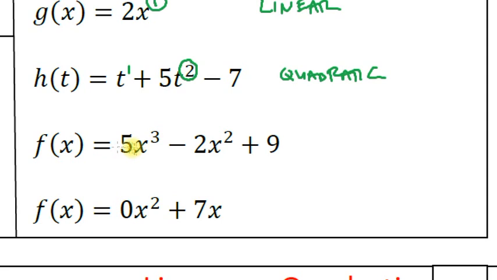f of x is equal to 5x cubed minus 2x squared plus 9. Well, now we have an exponent of 2 on the x, but we also have an exponent of 3. And that means it's neither linear nor quadratic. It's neither one of those. This is actually called a cubic expression. In this case, we're not doing cubics in this unit. So we're going to say this is neither one. I'll just put the word neither. It's not linear. It's not quadratic.